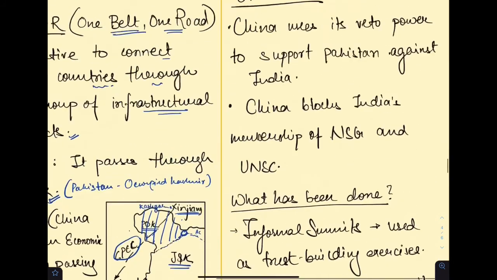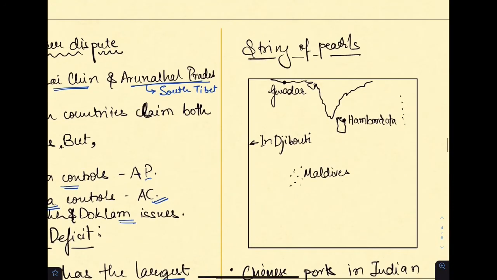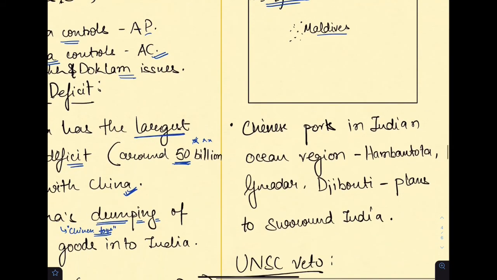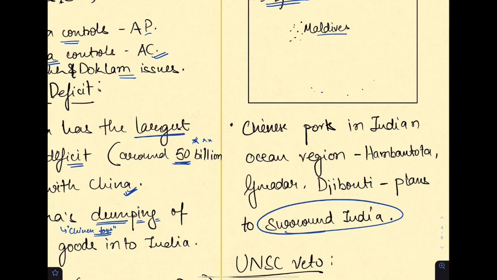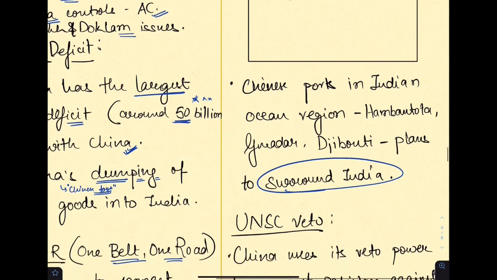And next up, we have the string of pearls theory. So, what this theory says is that China is making these ports such as Gwadar, there is one in Djibouti, there is in Hambantota and Maldives. So, what it is doing is they are trying to surround India. So, these ports are like a string of pearls. So this is that theory. This is an international relations theory, that Chinese ports at Hambantota, Gwadar, Djibouti, they plan to surround India.